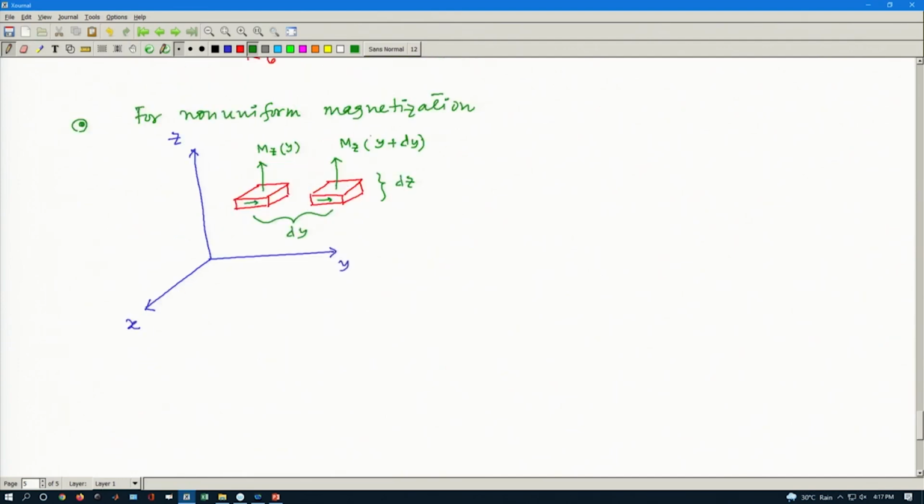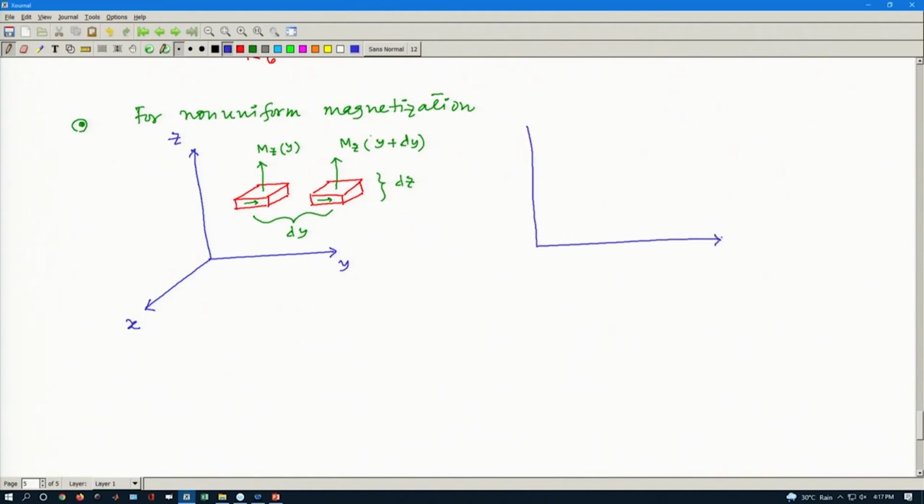So, this is the change, the variation of this magnetization, because it is non-uniform. If I go along the y direction, I can have different magnetization, and at y plus dy I have magnetization mz, and at y I have magnetization mz(y). It can also happen along the z direction. So, if I plot the same figure here.